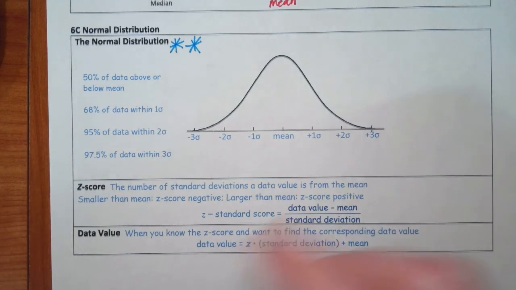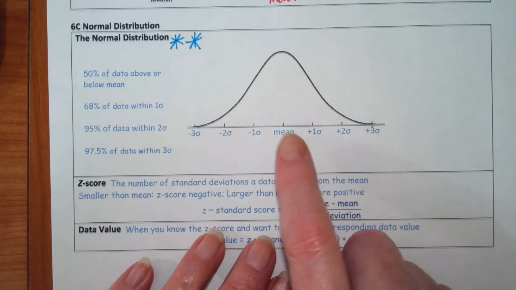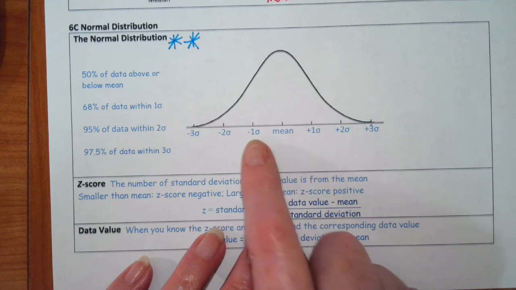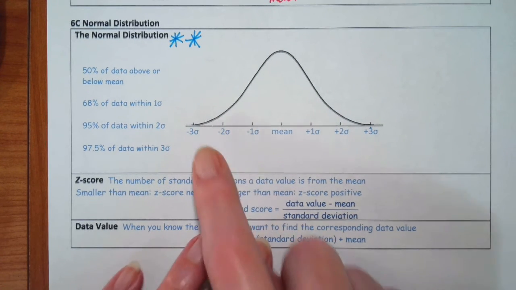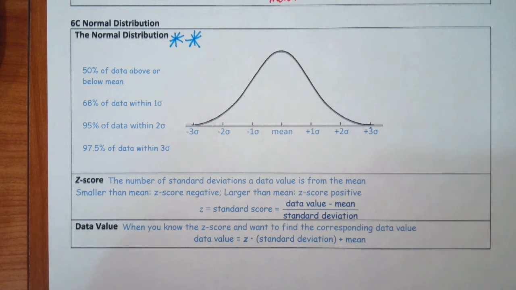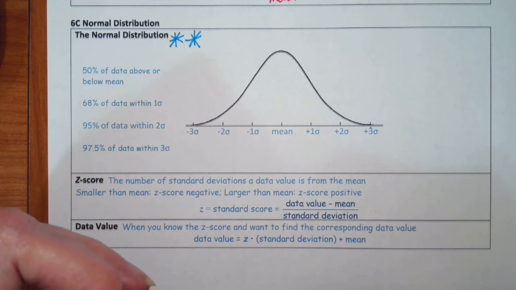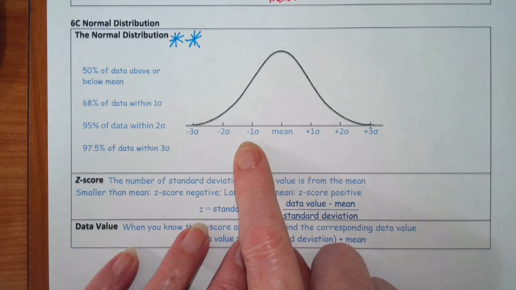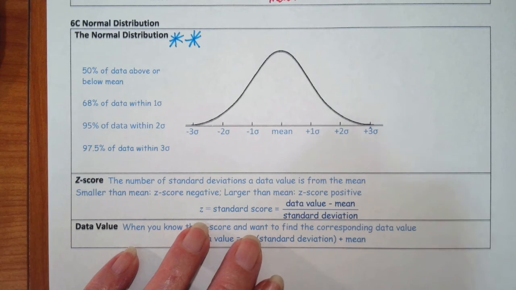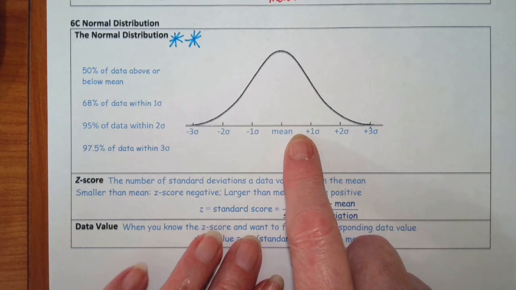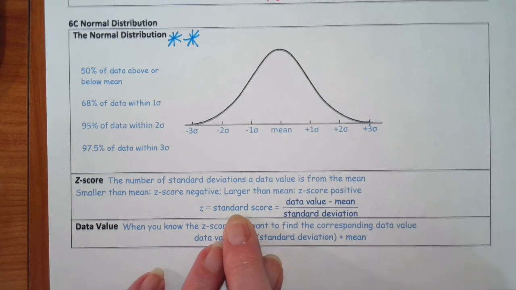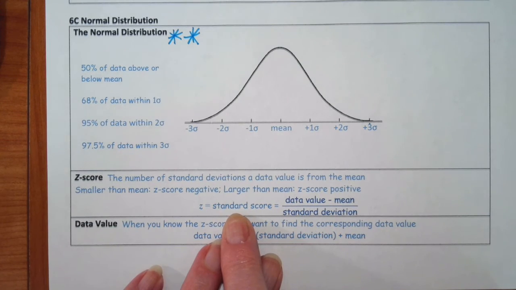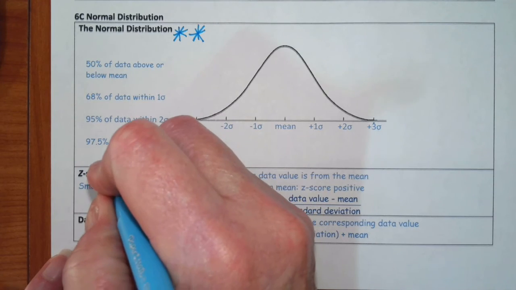Okay, so that's huge that you know this, and how to, if you're given the mean, how to find these other values, and then how to find certain percentages of the value. Okay. The z-score, which is the standard score. If you have something that is not exactly 1, 2, or 3 standard deviations, if it's somewhere in between here, this is how you calculate the number of standard deviations. So you need to know that.